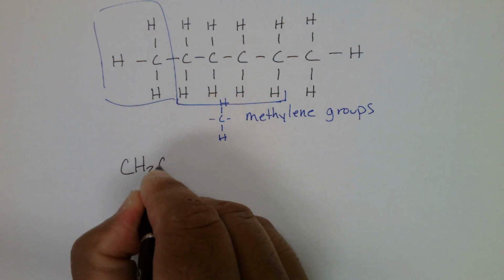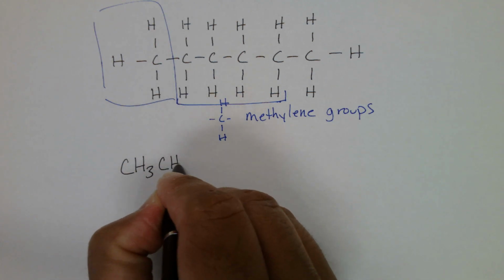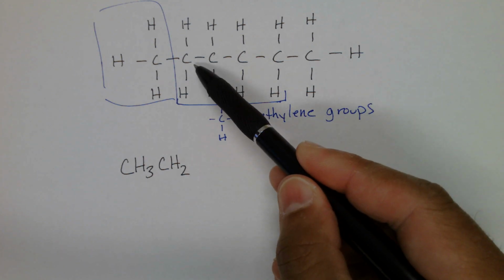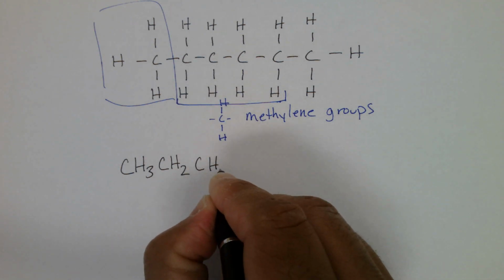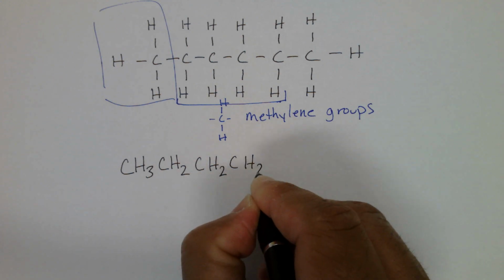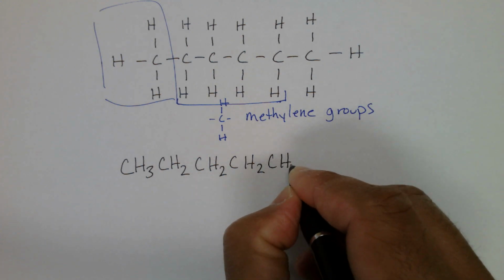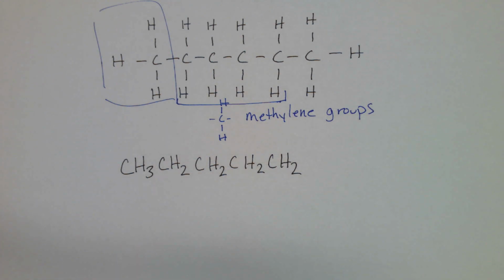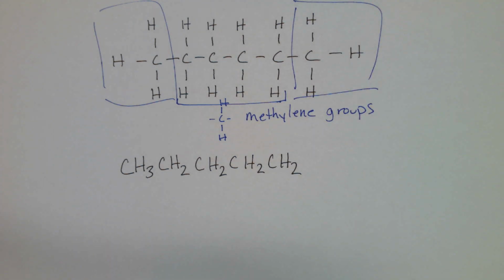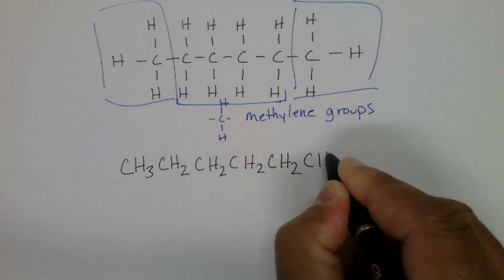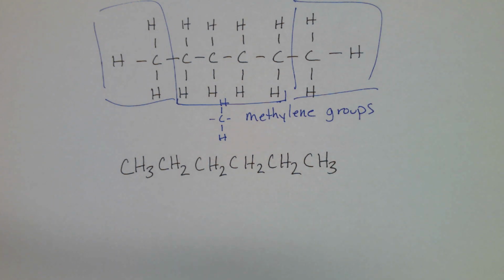So the next carbon in the chain will be followed by 2 hydrogens. That's this first methylene group. And then there are 3 more, for a total of 4. And then at the end, we have this final CH3. This is the condensed formula for hexane.